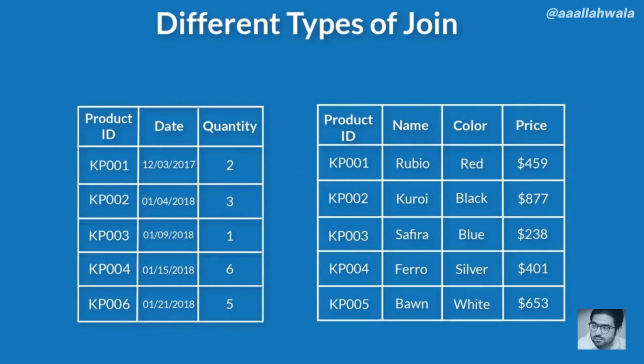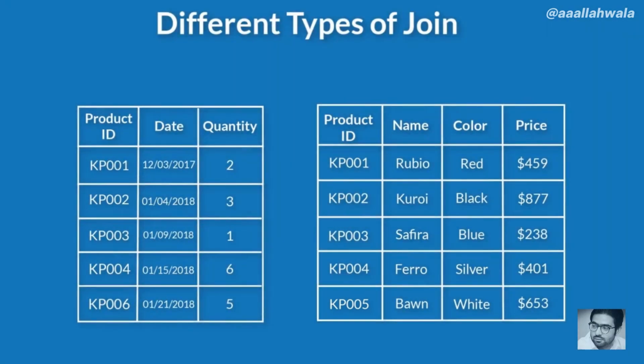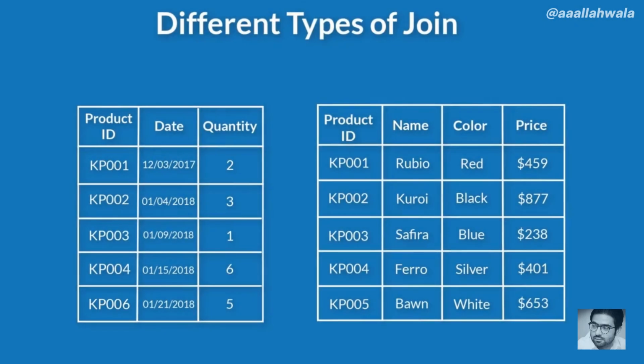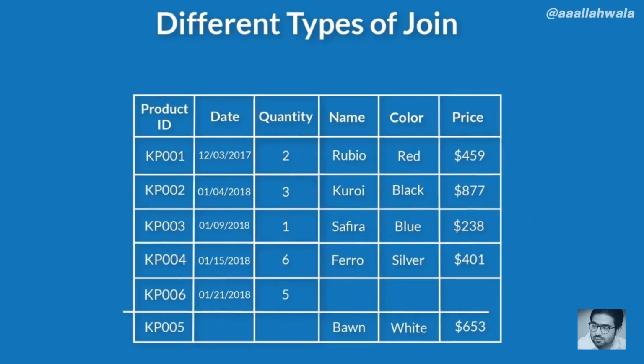Consider this situation. In the product info table, we have a new product, KP005, that hasn't yet registered any sales. In the sales table, we have a product, KP006, that hasn't been recorded in the product info table. When we merge these two tables, we need to decide which product IDs should be included in the combined table. We can do this by considering various different join types.